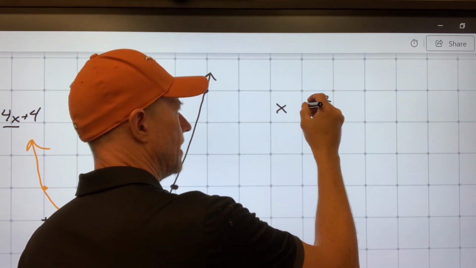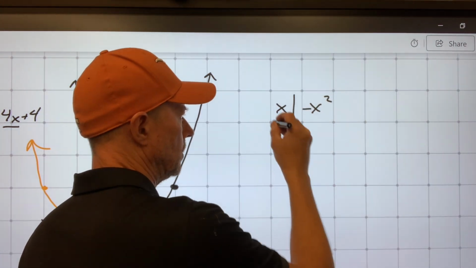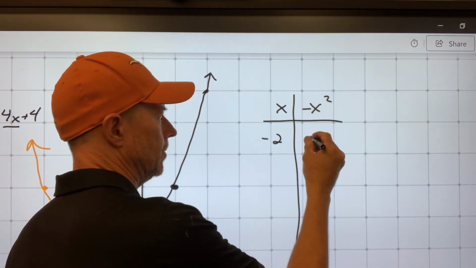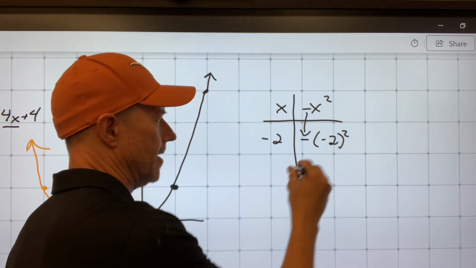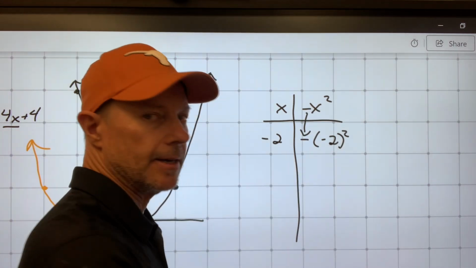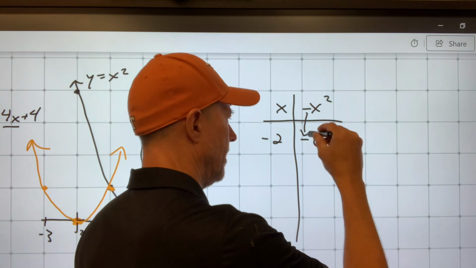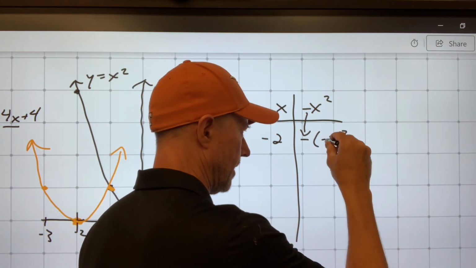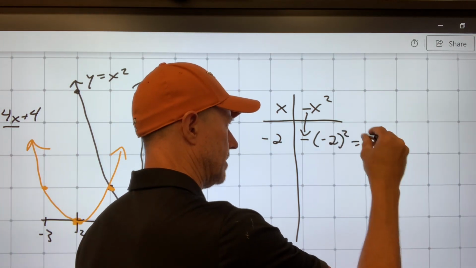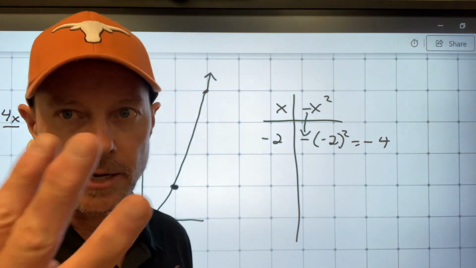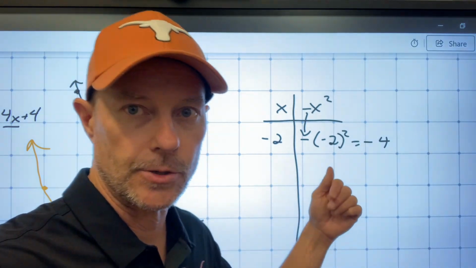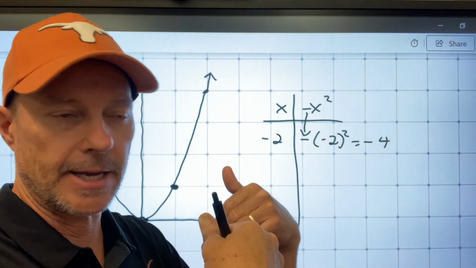What if I put a negative out here? So that when I put in -2, that means I have negative of -2 squared. This negative is there, and that negative is inside. Well, that would give me a negative of 4, because this -2 times -2 is 4, but that's still a negative. So notice, normally when I put in -2, I got a positive 4, but now I put in a -2, and I had that negative on the outside, it went to -4.